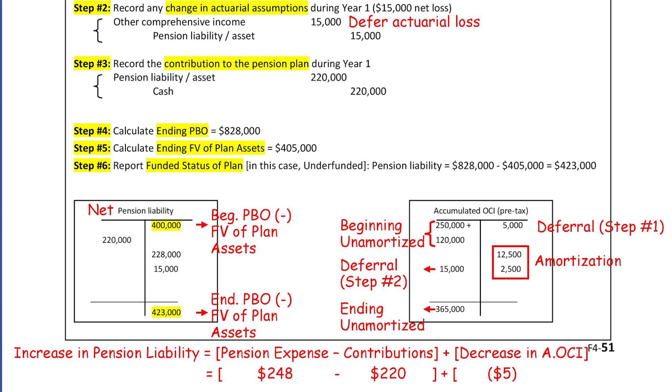So that gives us 248 minus 220 is 28. 28 minus 5, write 23. That is how we've seen that the net pension liability has grown from 400 at the beginning of the year to 423 at the end of the year. An increase in pension liability of $23,000. And this calculation I've shown you because this is the piece that they really want to test on your CPA exam multiple choice questions.